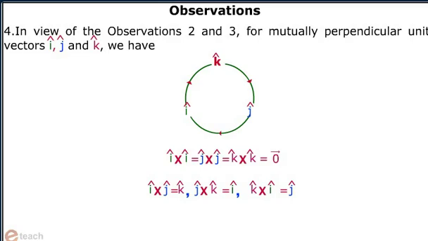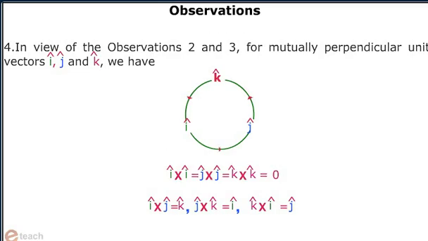This can be remembered using a circle rule. Let us place i cap, j cap, k cap in a circle in clockwise direction. Now, when we have to find out i cap cross j cap, we move in the clockwise direction and we see that the third one is k cap. But if we have to find out j cap cross i cap, we have to move in the anti-clockwise direction, giving negative of k vector. Thus, this formula can be remembered for other observations too.